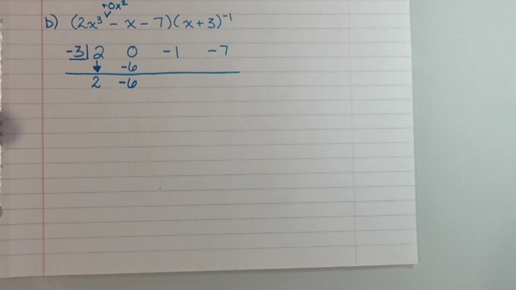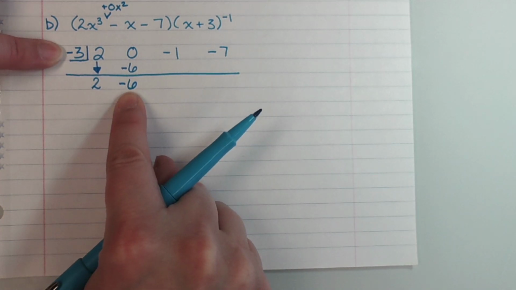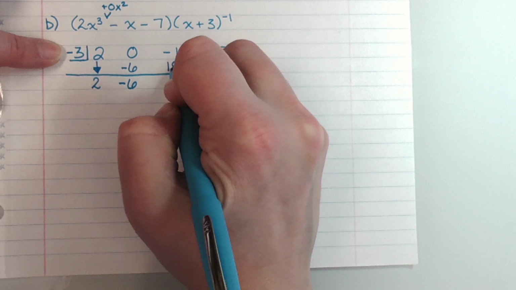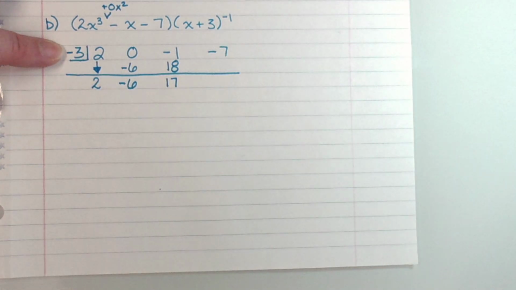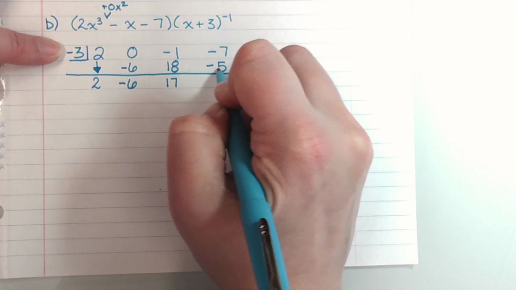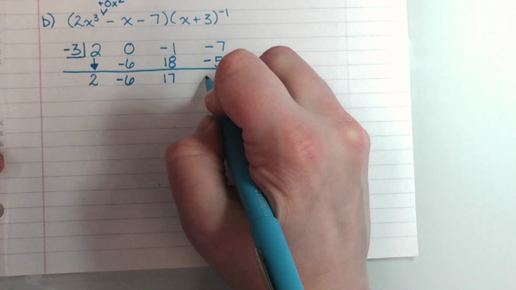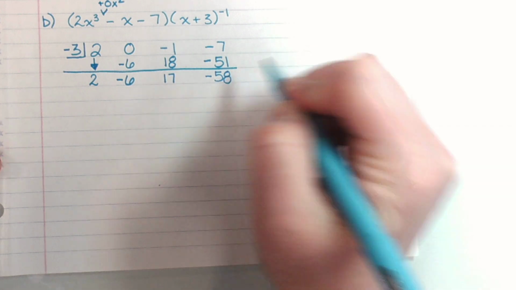Negative 6. And I multiply again. This time I'm multiplying the negative 3 and the negative 6. 18, put it here. Add 17. Multiply again. Negative 3 times 17. Negative 51. Add. Negative 58.